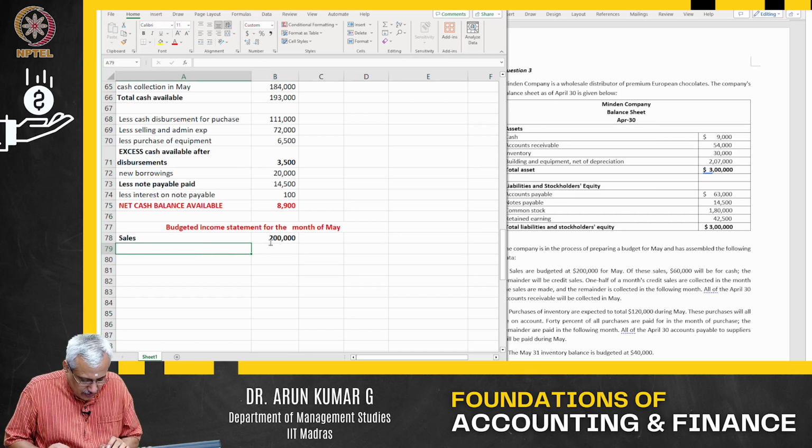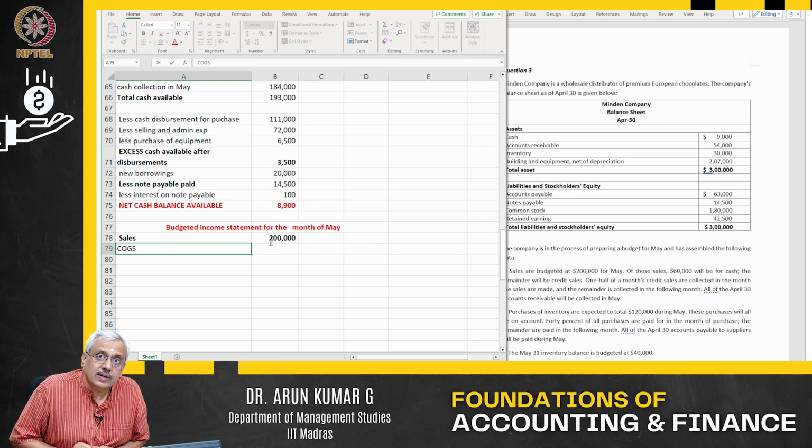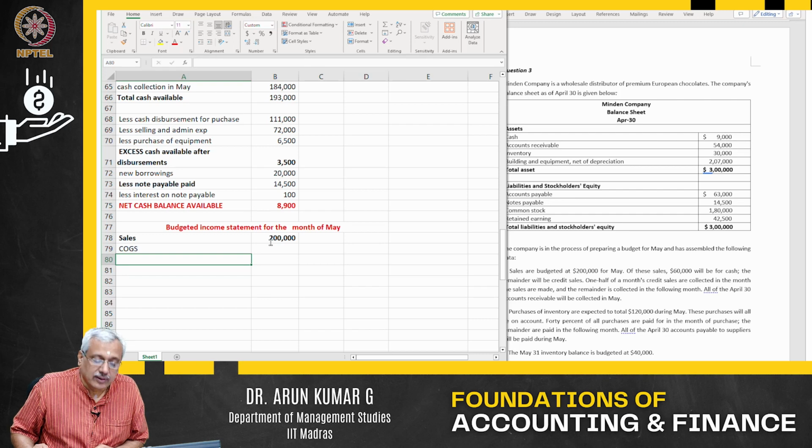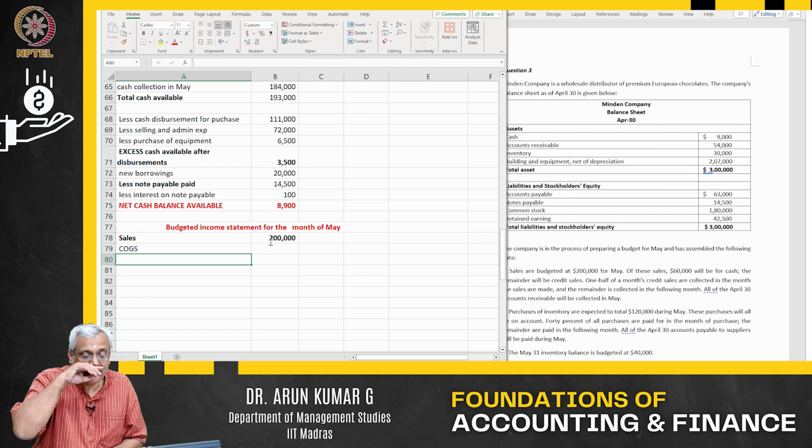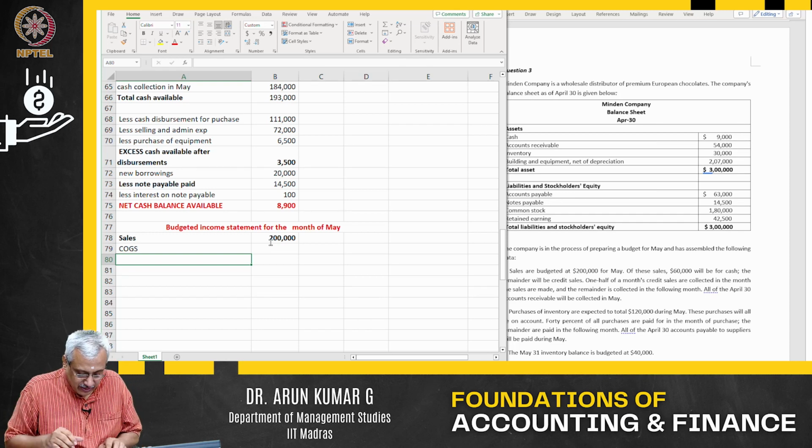What is the COGS? What is the COGS out there? Cost of goods sold. For that, we look at a lot of things. That means how much of material have you procured, bought? Let us see that. First thing, your beginning inventory.